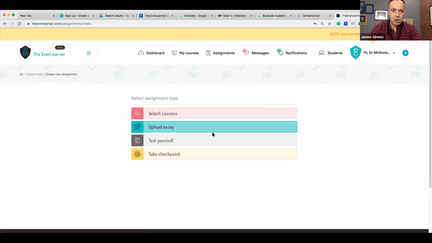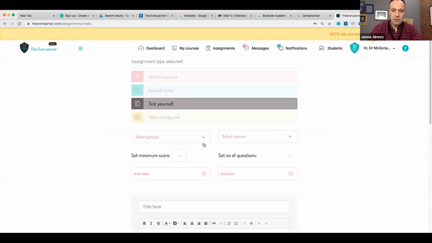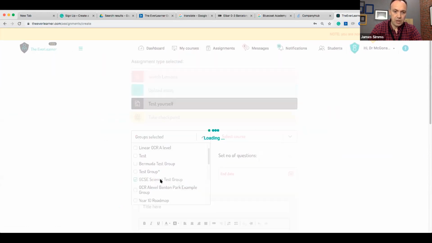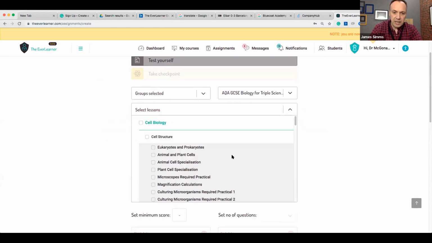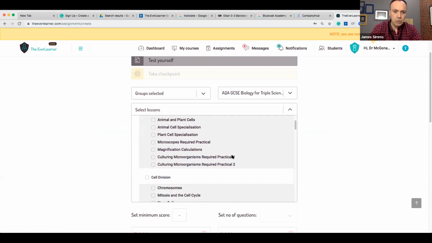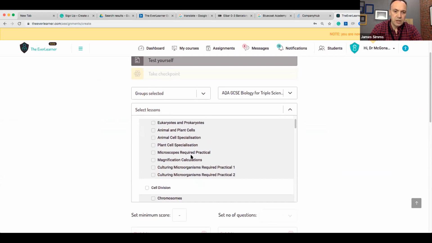I'm imagining a scenario where I want my students to practice something. I'll select my group and my course. I'm going to do some biology, and I'm going to select my lessons. Let's say the student has just completed a lesson on plant cell specialization. But I think it's really important that they practice questions relating to that from previous lessons. I'm going to miss out animal cell specialization, despite my example earlier.